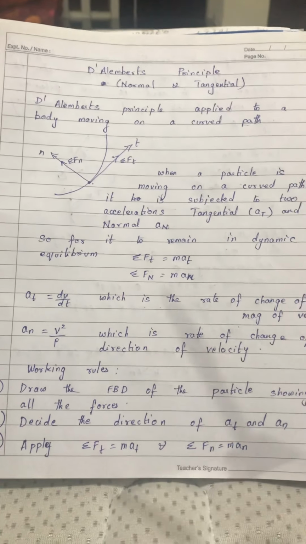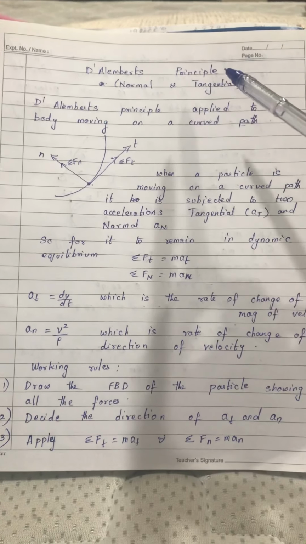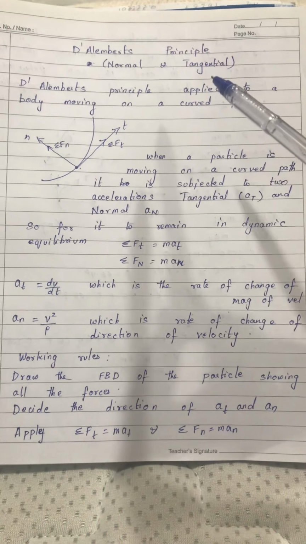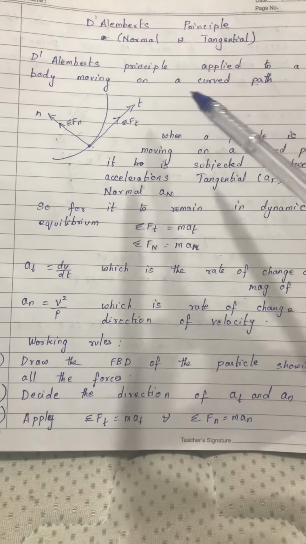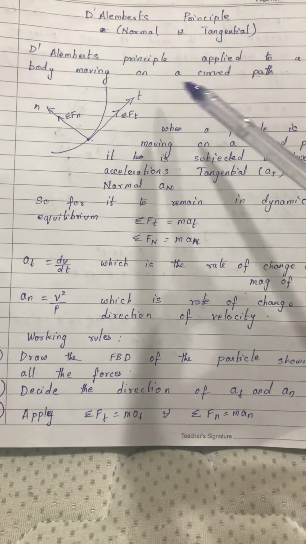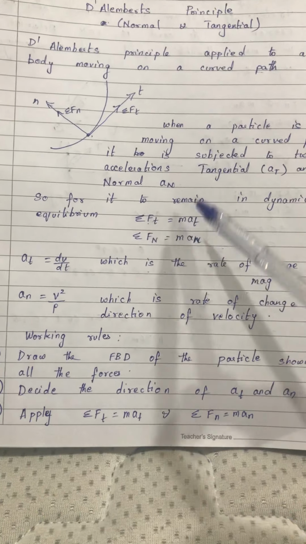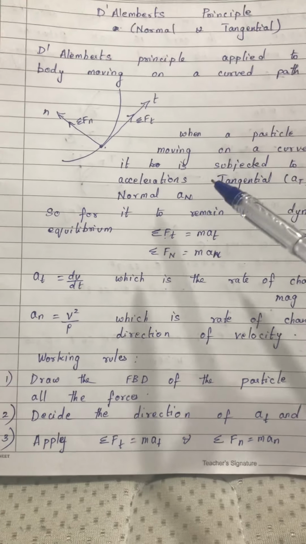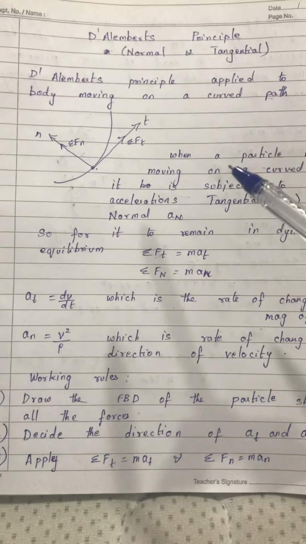Okay, so yesterday we learnt about D'Alembert's principle, the application of D'Alembert's principle to an object which is moving in a rectilinear motion with respect to the x and y axes. So what we did was we applied sum of forces in the x direction is equal to max, and sum of forces in the y direction equal to may for an object which was moving in a rectilinear motion.